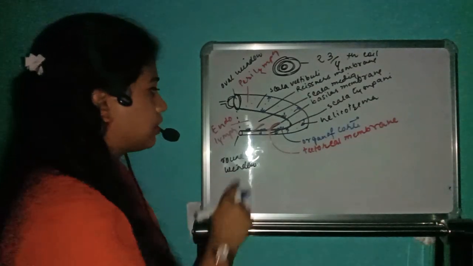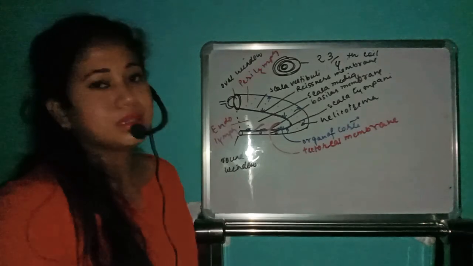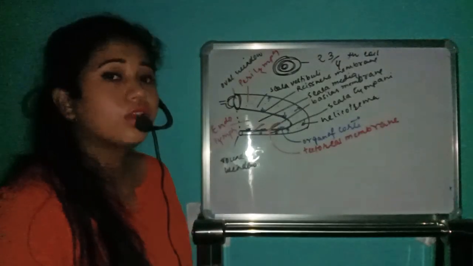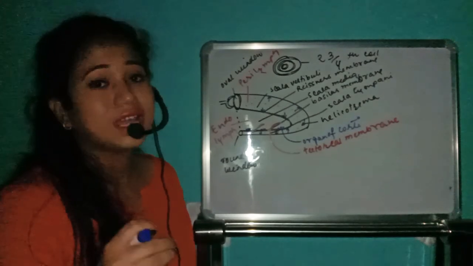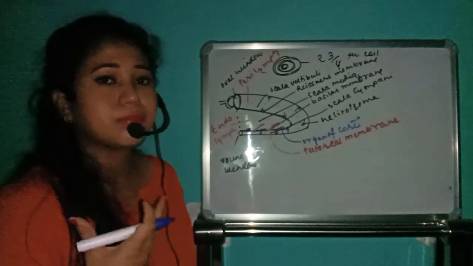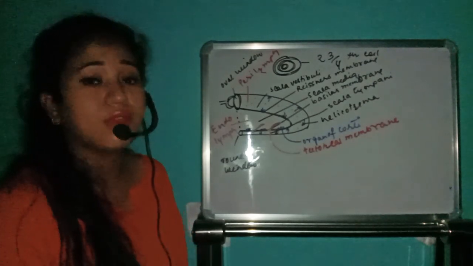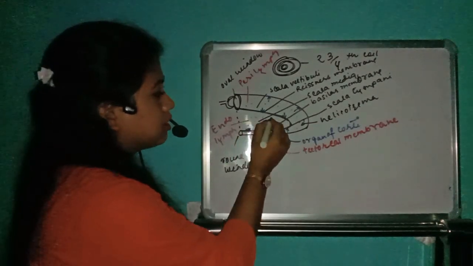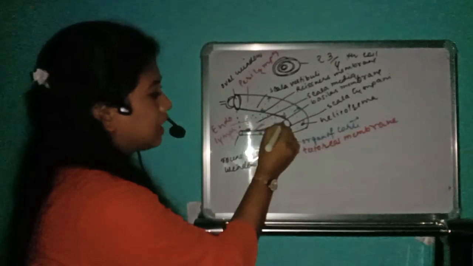Then after that, what will happen? Above this scala media, what are we going to have? We have the organ of Corti. So this organ of Corti will also get this sense. These are nothing but just some hair cells which are sensitive to the waves. This wave, whenever it is moving to this part, will be transmitted to the scala media.